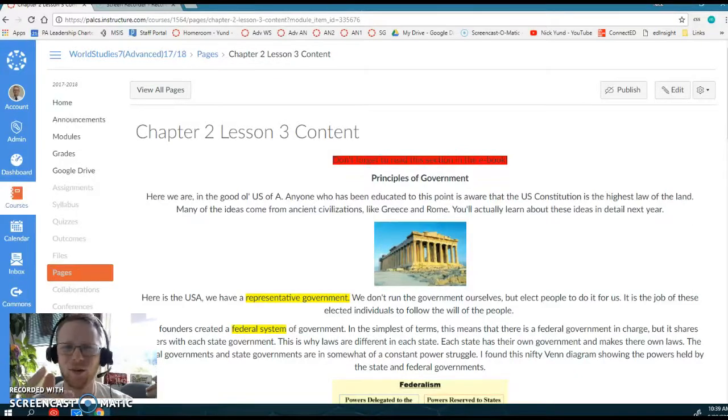Today, we're learning about basically U.S. Government 101, and how to be a good citizen. Right here is my copy of the U.S. Constitution, and a lot of what we're going to learn today is the very basics of what's in here.